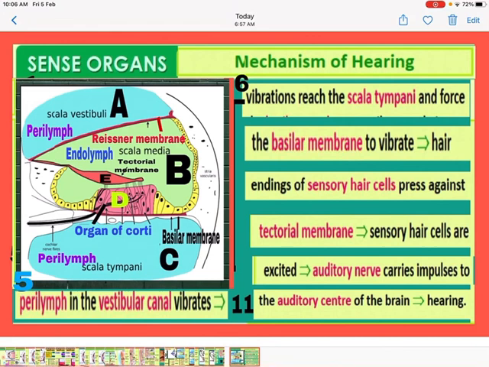The basilar membrane vibrates. Sensory hair cells of the organ of Corti press against the tectorial membrane. As a result, hair cells get excited, and the auditory nerve carries this impulse to the brain, and it leads to hearing.